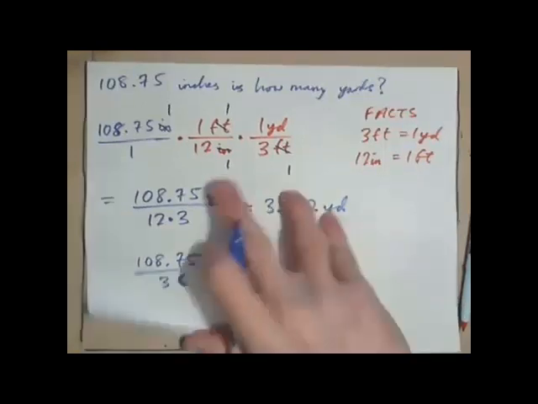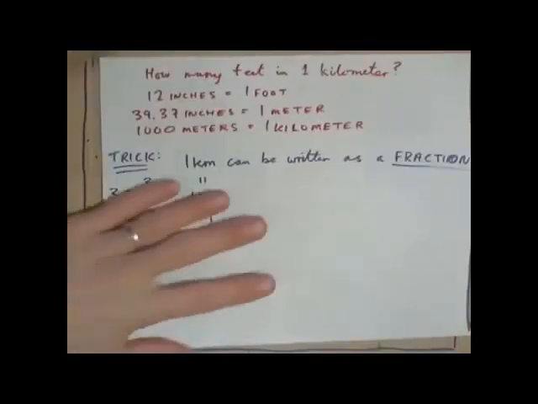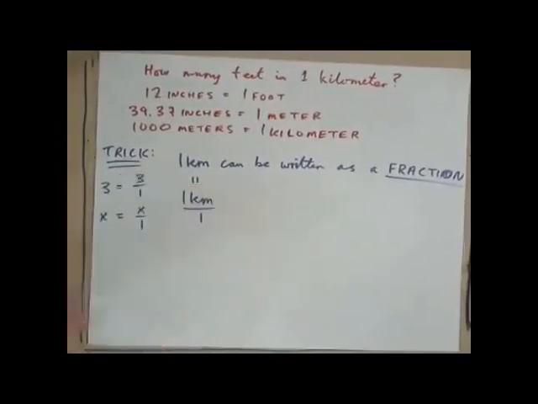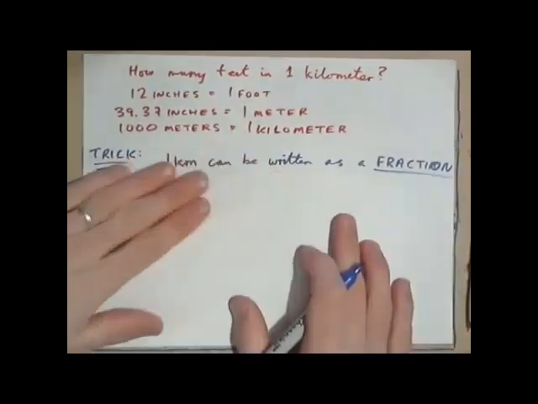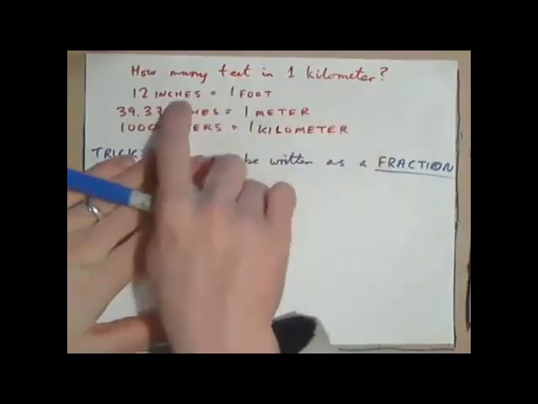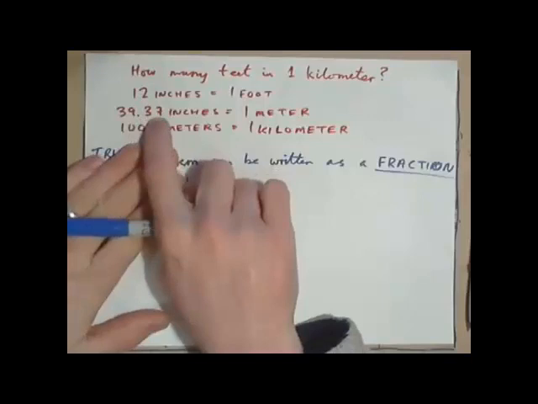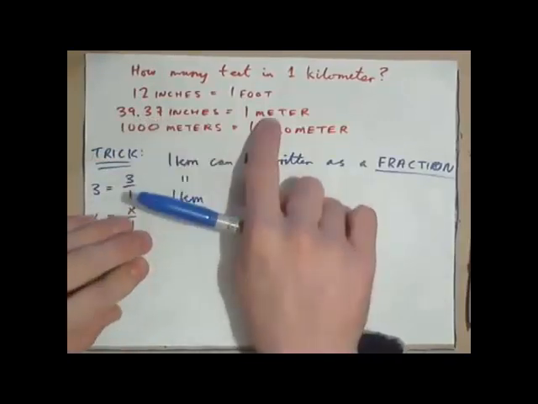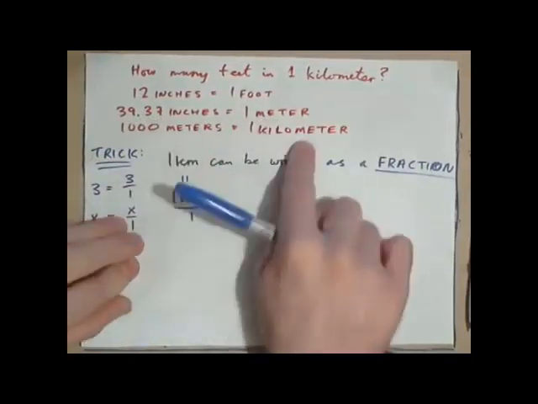Okay, now let's have a look at this example. How many feet are in 1 kilometer? We've got a list of facts. We want to go from feet to kilometers, so 12 inches is equal to 1 foot, 39.37 inches is equal to 1 meter, 1,000 meters equals 1 kilometer, okay?